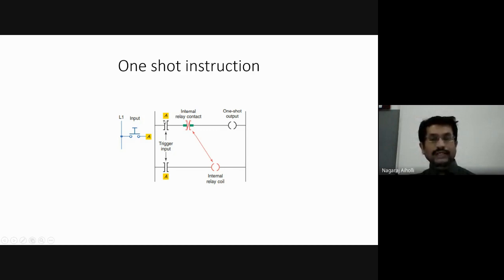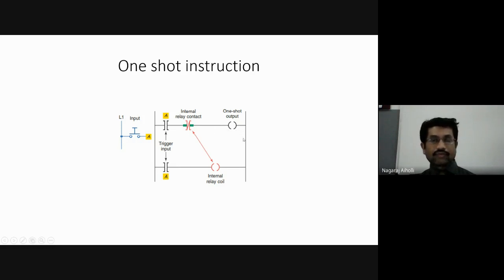As this trigger input becomes true here, this trigger input A also becomes true, right? But here, when trigger input A becomes true, this is examine if open. Let us assume that it is in open state initially. As it is open and this contact A is true, and when this internal relay contact is also true, this one shot output or the coil is energized. So it will go from low to high.